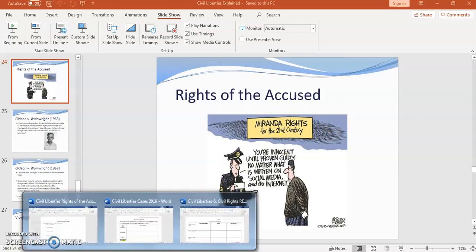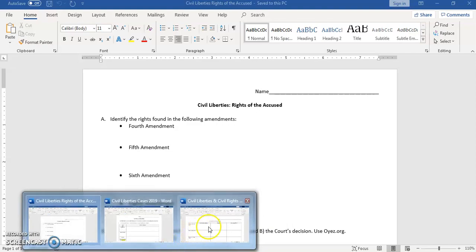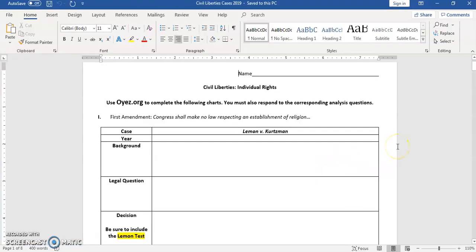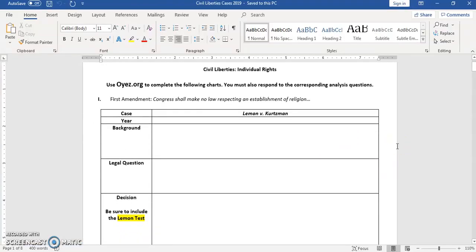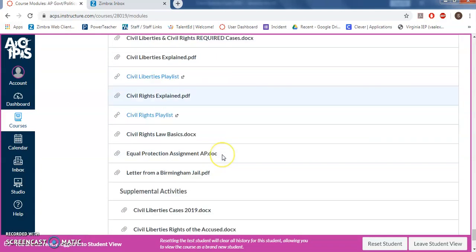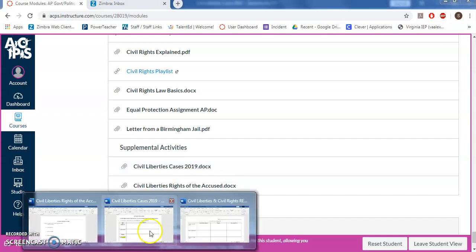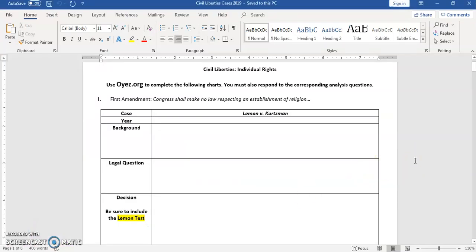So if you were looking for a few more cases or had a few different questions about different civil liberties cases, this was the assignment I also gave you in class. This was civil liberties, individual rights. And if you go to Canvas, it is under supplemental activities, civil rights cases 2019. If you're curious and want to know a little bit more about different First Amendment rights, you could take a look through. I added a few different cases.